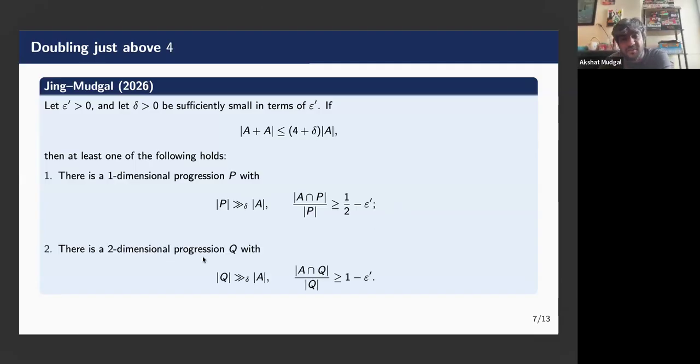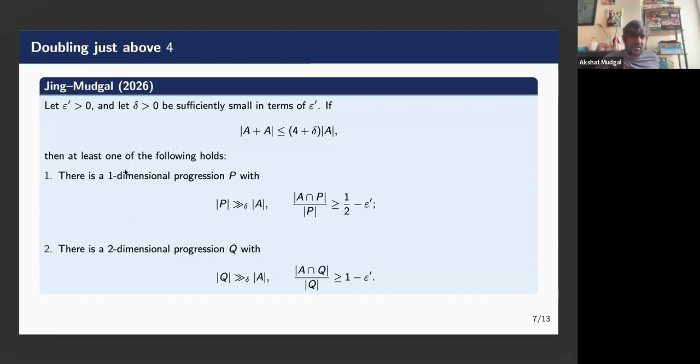Or there exists a two-dimensional progression, which is large, and on this progression your density is 99%. So you pretty much occupy most of this two-dimensional progression. This is kind of nice, at least from my perspective. So going from doubling slightly below 4 to just above 4, you end up picking this two-dimensional structure. So already qualitatively, we have to do something beyond what Ben, Sean, and Freddie did.